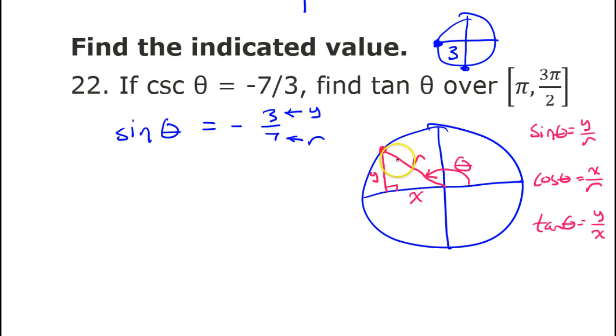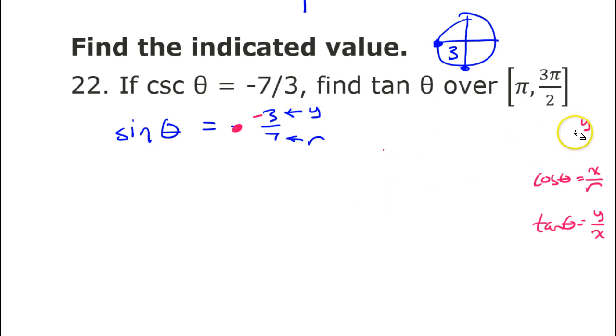Now, the radius has to be positive. So this negative sign really is part of the y value. And as long as I was drawing the picture, silly me, I should have gone ahead and drawn the picture in the third quadrant.